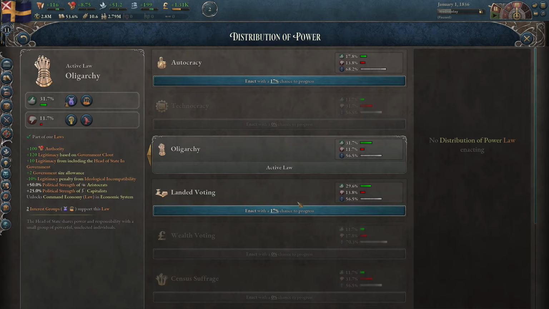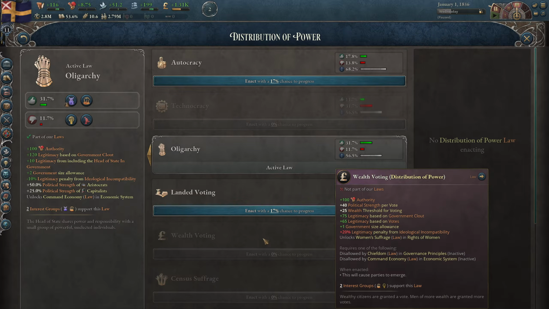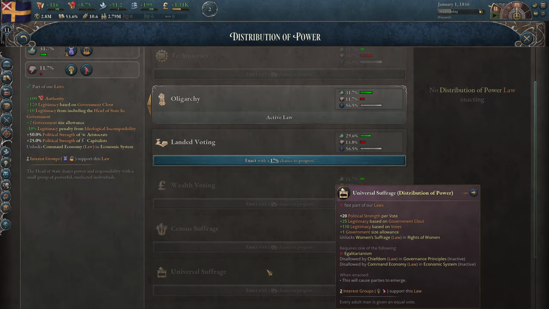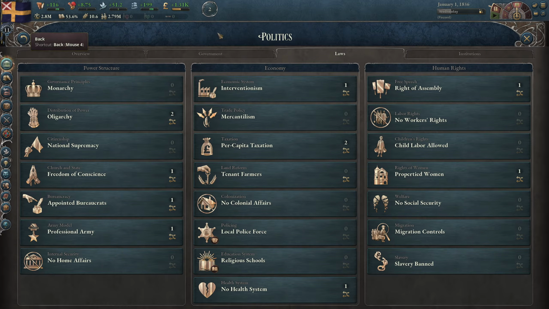But we can also go to landed voting. With this, people who own land or capital property are given a vote. Our capitalists and aristocrats will now all vote. Then you go to wealth voting. Then more people can vote that have a good amount of money. And then later on you have universal suffrage. Everyone can vote. And that changes the whole picture of your country. Now, I need to take a look at the law changes and I will pick one that is going to be helpful, so I'll be right back.